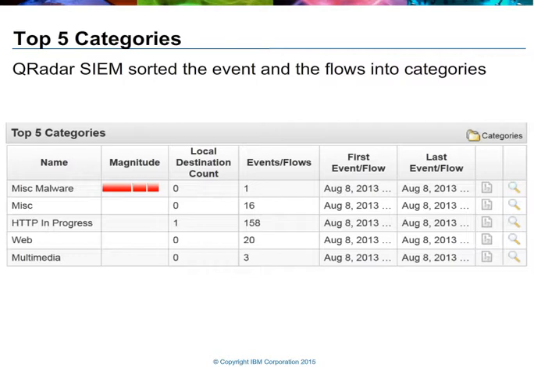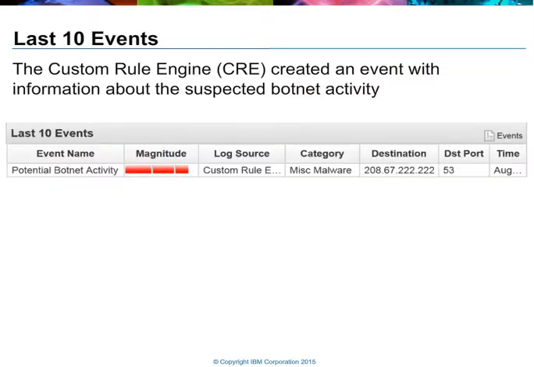You'll also see categories based on the network traffic from the flows that were tagged as being part of this offense. You also see how many events and flows are associated with each category. For instance, you'll notice that the majority of the flows tagged as part of this offense actually deal with HTTP traffic. Going to the last 10 events section reveals only one particular event associated, because again, this is an offense that deals primarily with flows.